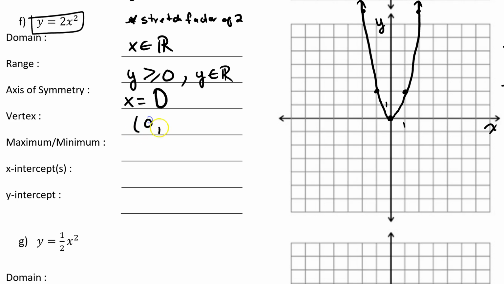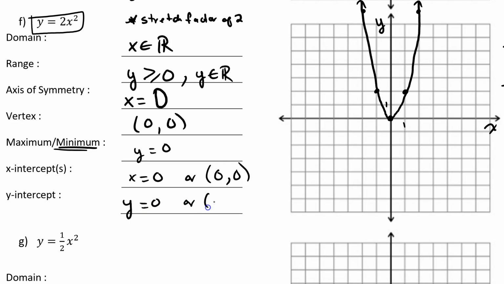The vertex is going to be found at 0, 0. We're still at a minimum, and that's when y equals 0. X-intercepts, there's only one. That's when x equals 0, or we can say 0, 0. The y-intercept is when y equals 0, or 0, 0. And we're done with that one.